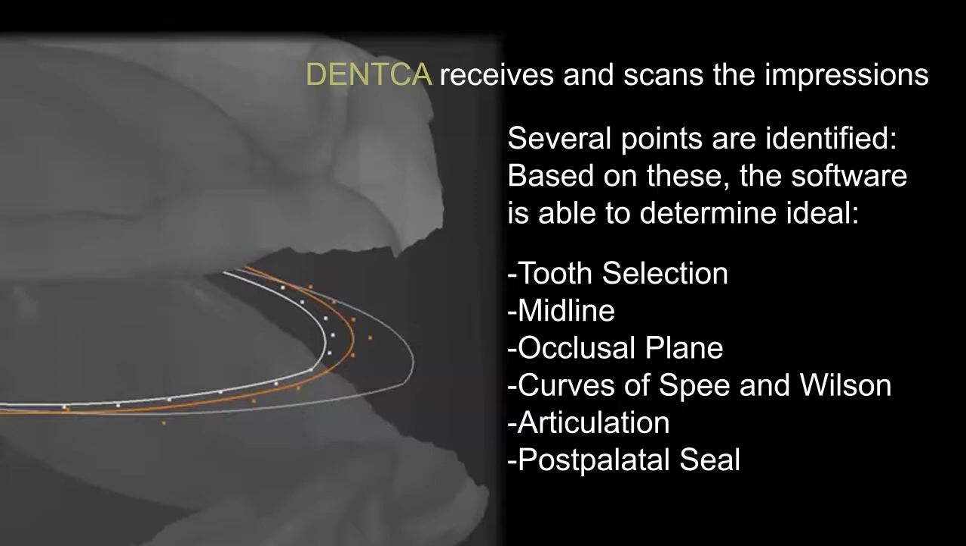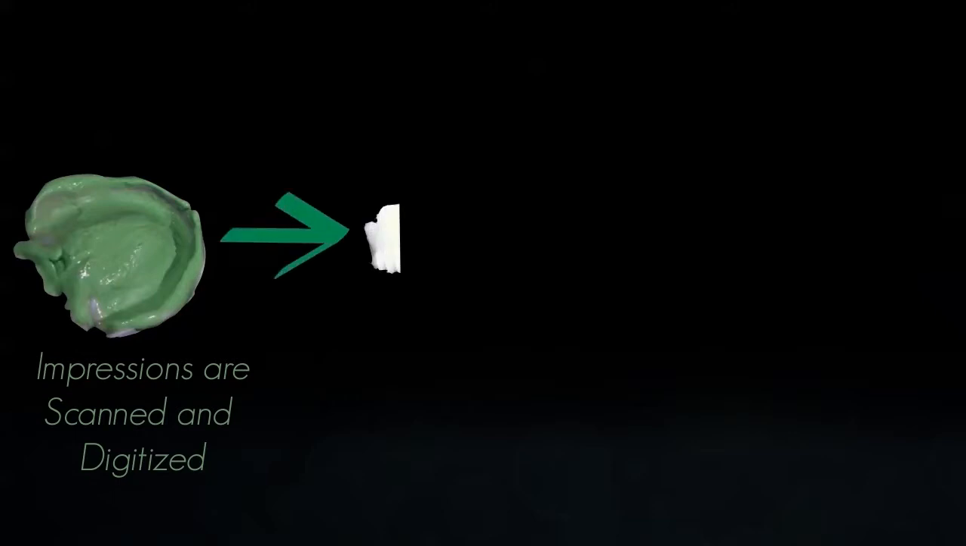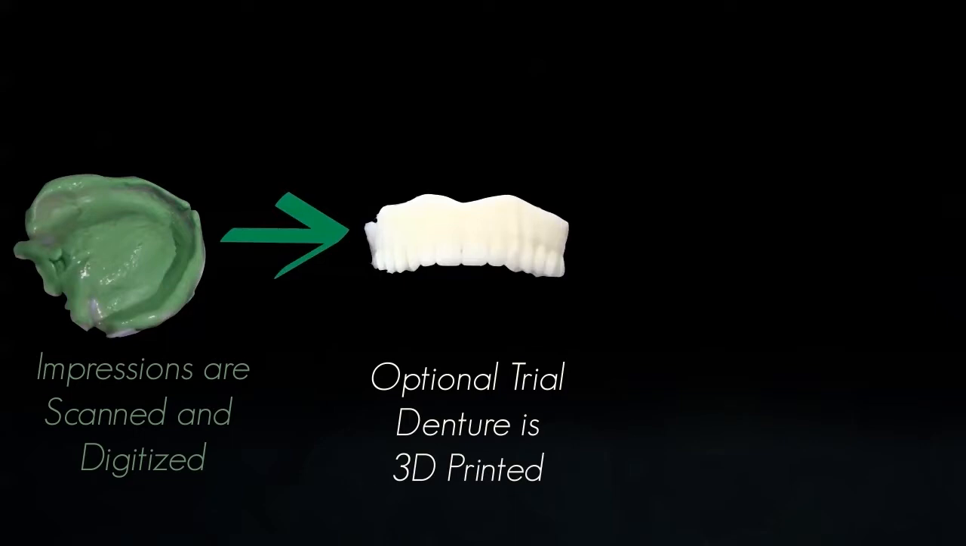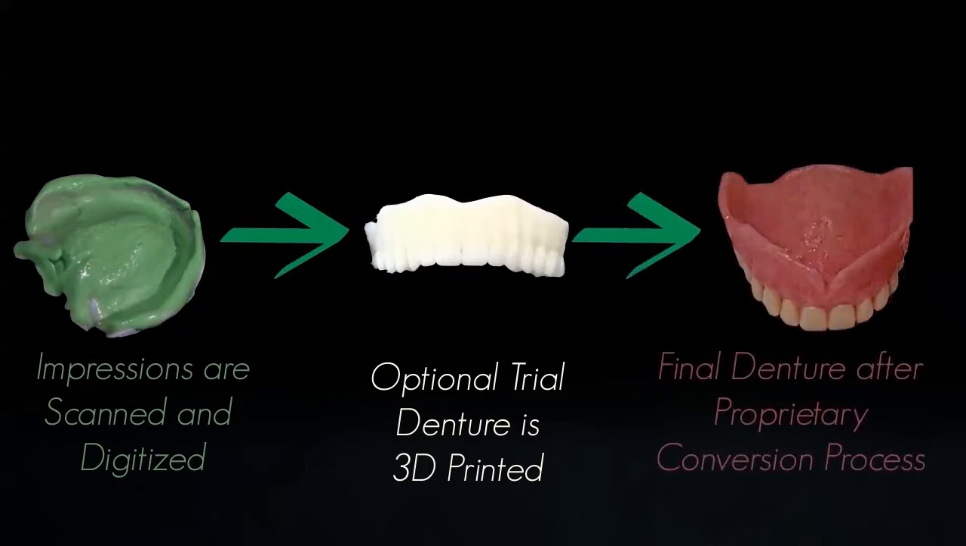So in summary, you take your impressions clinically, send those to DENTCA where they're scanned and digitized. From there, they can print with a 3D printer an optional trial denture, and this will help you and your patient determine what precisely you want, what changes you want to make. Any changes that you make on the trial denture are sent directly to DENTCA so they can incorporate those into the final denture. The optional trial denture is converted to the final denture through a proprietary conversion process.